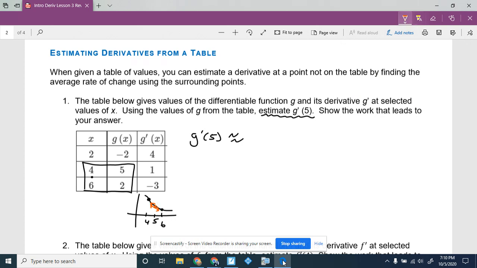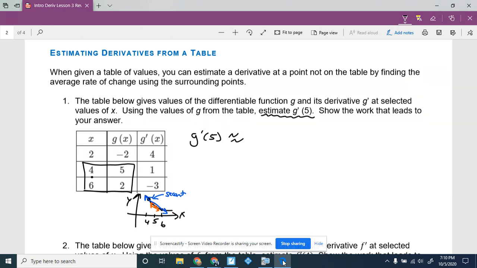So how am I going to do it? Well, I'm going to figure out the slope of the secant line that encompasses that tangent line. So we're going to use the secant to approximate the tangent. In particular, the slope of the secant to approximate the slope of the tangent line. All right, so let's go get them. So how do I find the slope of the secant line from 4 to 6?